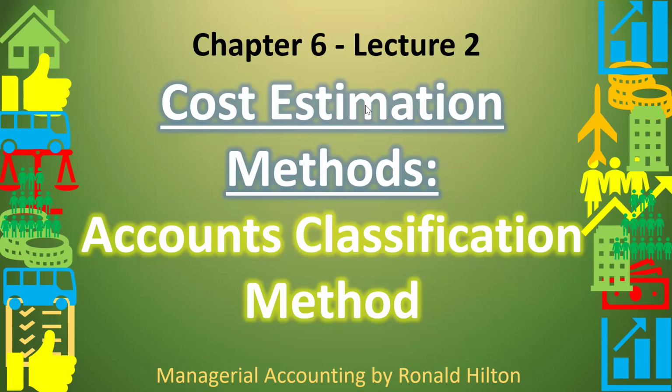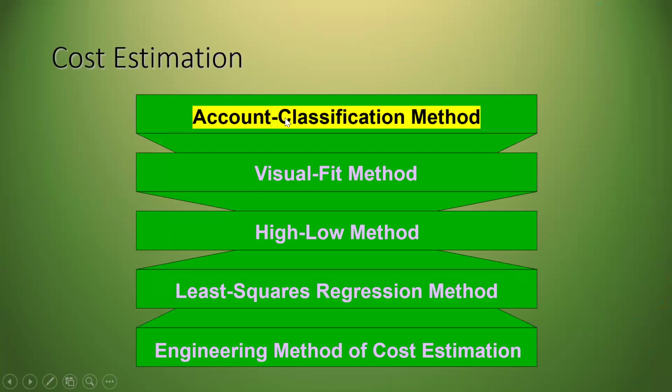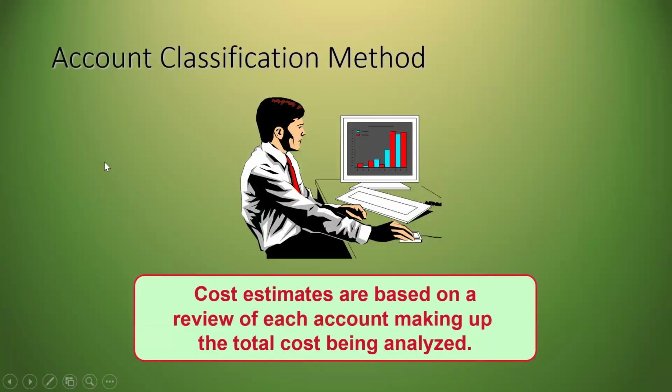In our previous lecture, we learned cost estimation and cost behavior. This lecture is about cost estimation methods. There are 5 cost estimation methods, in which we will discuss the accounts classification method. So what is the accounts classification method? It involves reviewing each account in the general ledger and classifying it as either fixed or variable based on past data by an expert, or it requires expert judgment.